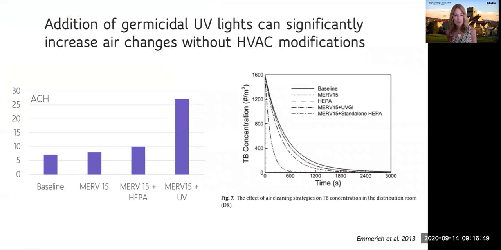It's been analyzed in some modeling studies by the National Institute of Standards and Technology, showing that to really increase your air changes per hour to up around 25, at the high level of where we might want it for airborne infectious disease control, you would need to implement UV. And you could also add filtration, but UV is really the key here.